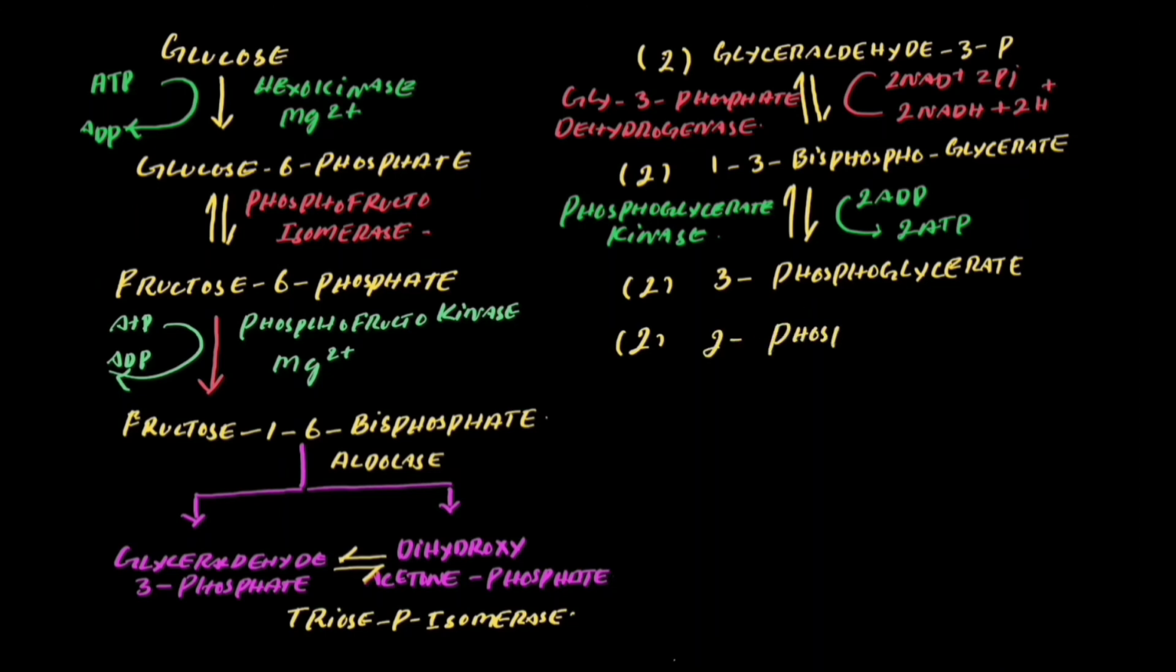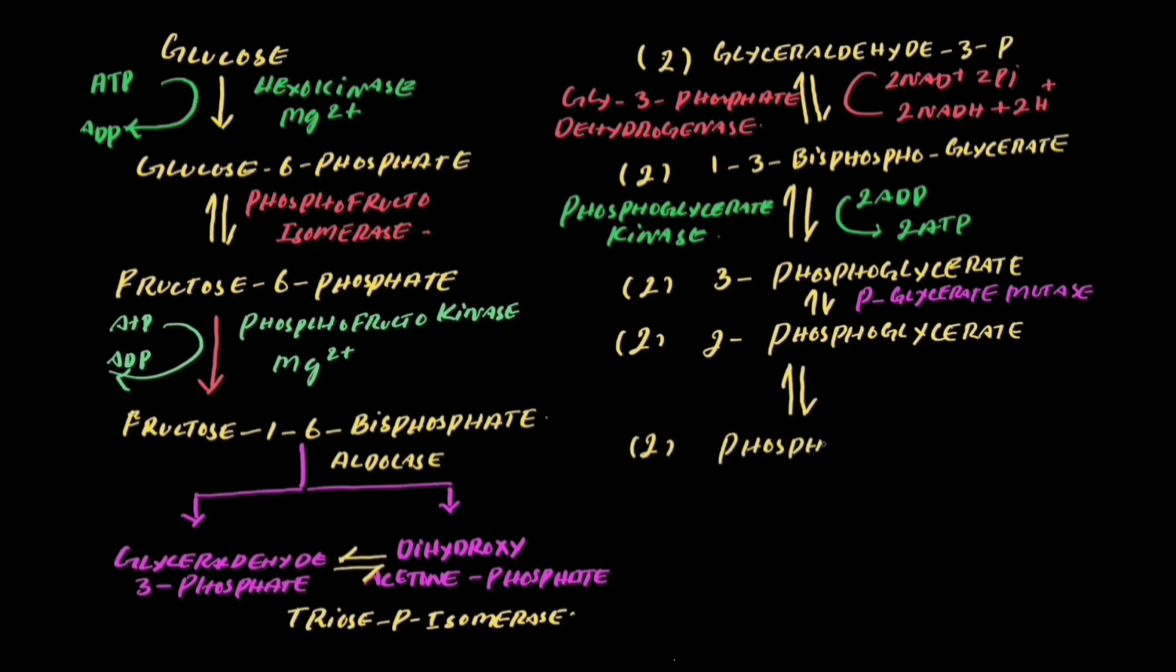Now, from these two molecules of 3-phosphoglycerate, we get 2-phosphoglycerate in presence of an enzyme called phosphoglycerate mutase. And the reaction is reversible. Two molecules of 2-phosphoglycerate are converted into phosphoenolpyruvate with the removal of water, and the reaction is catalyzed by enzyme called enolase plus magnesium dipositive.